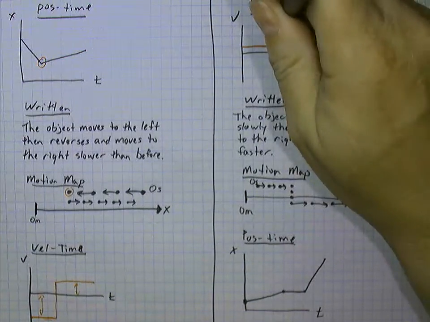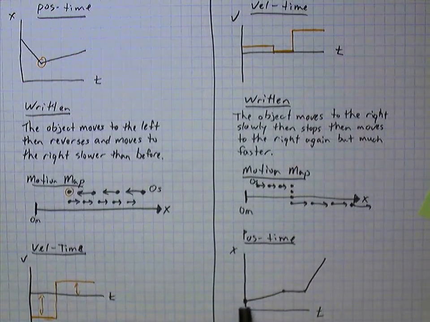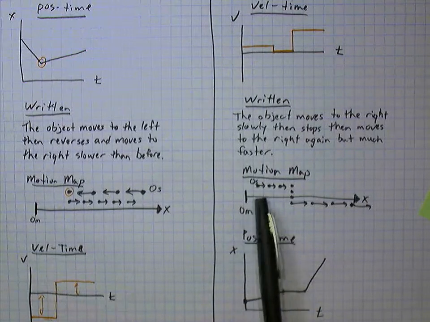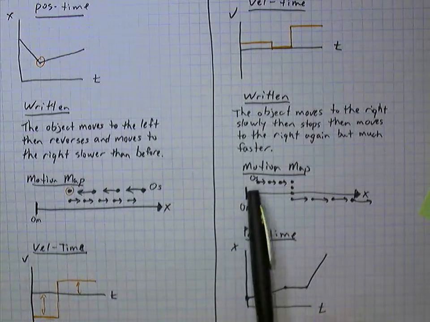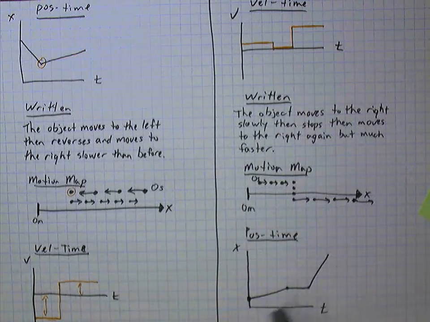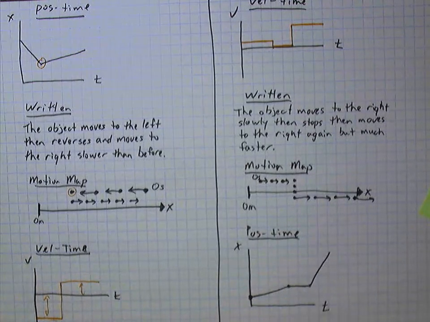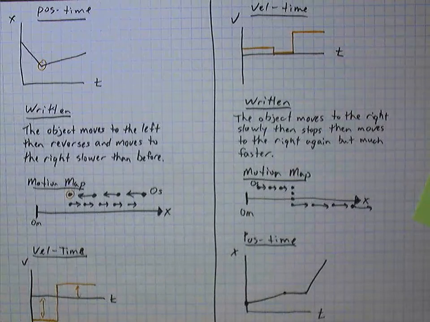I can't tell from the velocity time graph exactly where it starts. The reason I started there on the position time graph is because I started at some place not 0 on the motion map. I could have started at 0. This whole shape would shift down a little bit and look the same, right? It'd be parallel, just like that, as it goes over that shape.